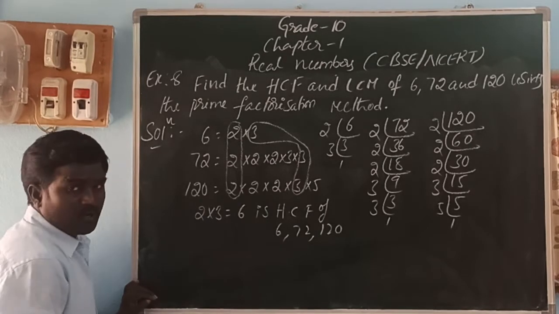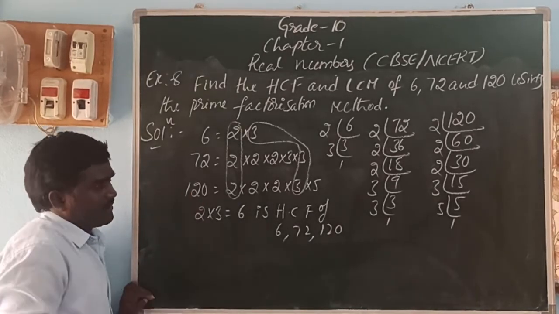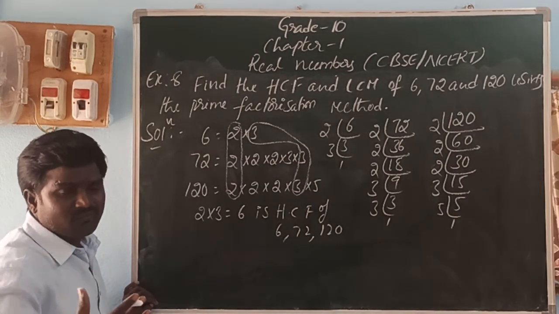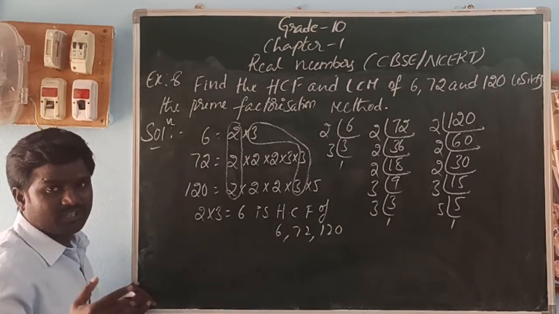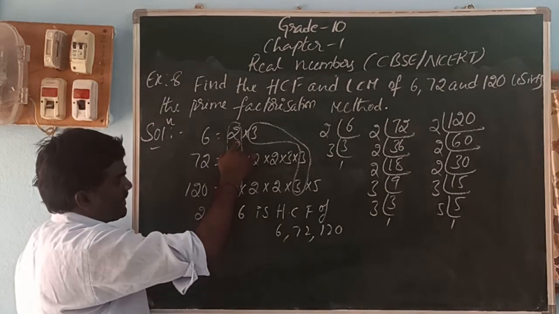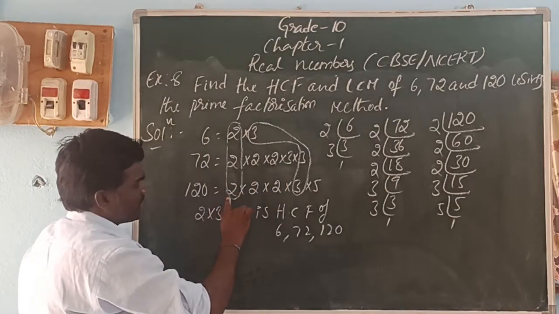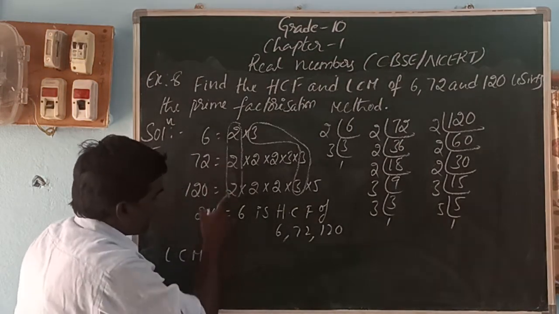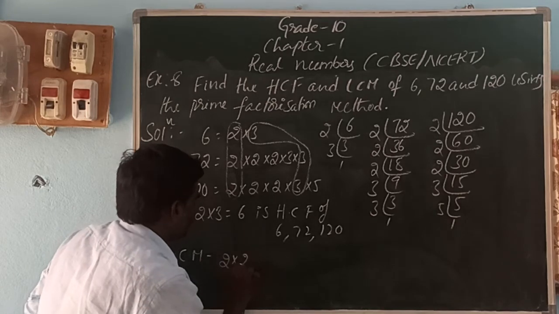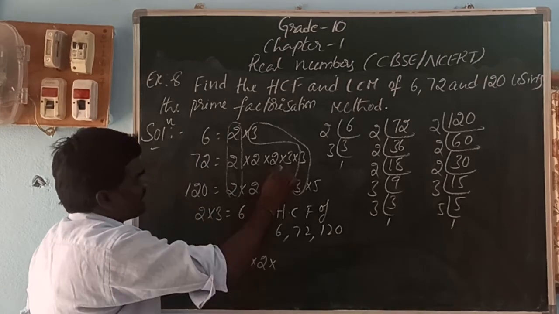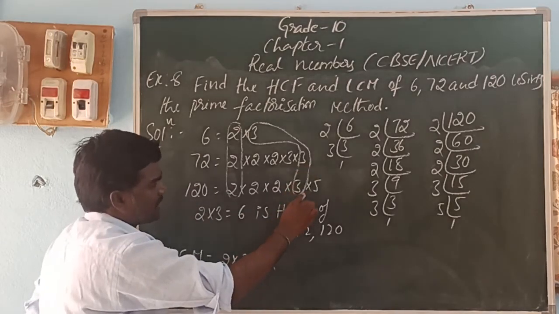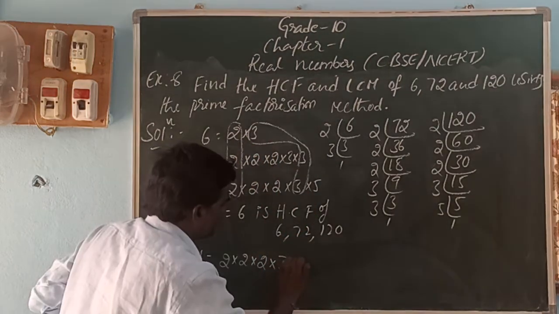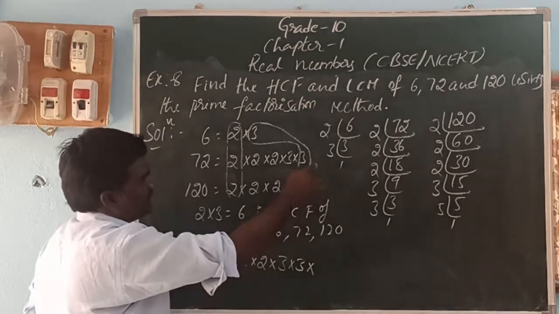LCM. How do we find it? We take the highest multiple of all factors. How many prime factors are there? 2, 3, 5. 2 appears 1 time, 3 times and 3 times, so the highest is 3 times: 2 into 2 into 2. Next 3 appears 2 times, 1 time, and 1 time, so the highest is 2 times: 3 into 3. Next 5 appears 1 time in one number and not in the others, so 5.